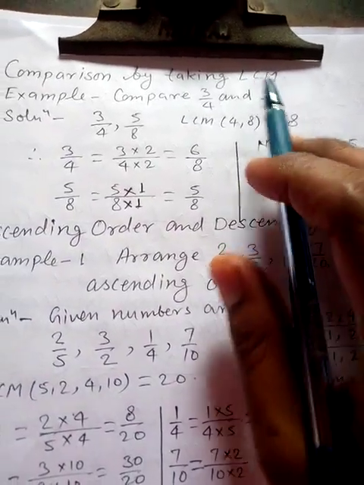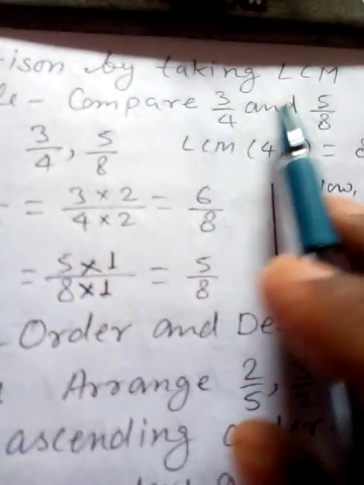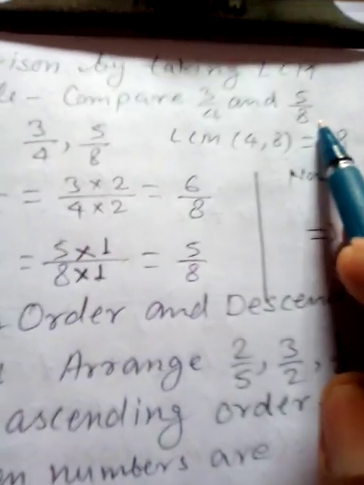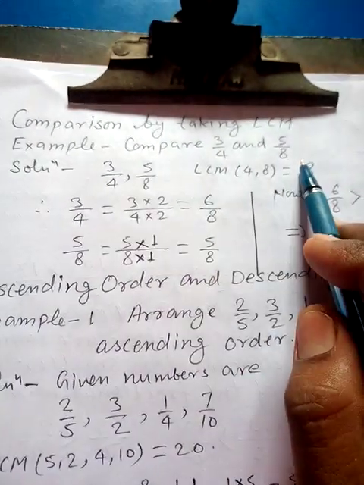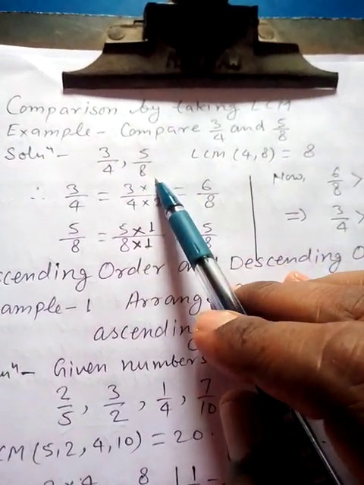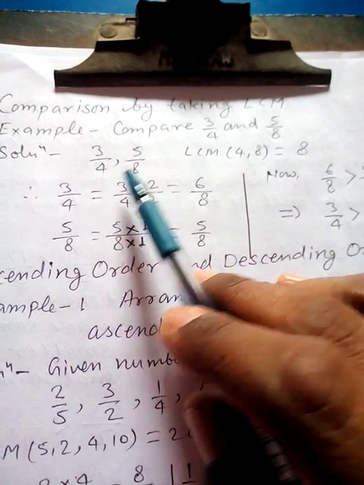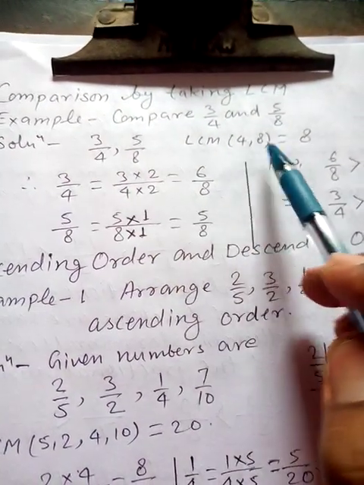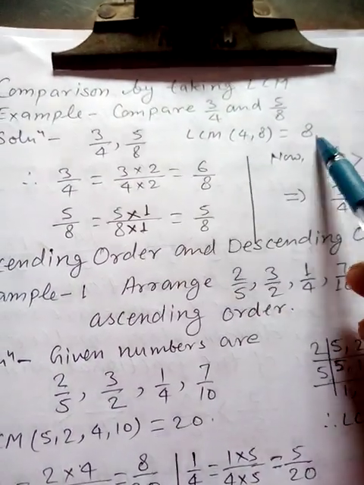Here is comparison by taking LCM. We have to compare 3 by 4 and 5 by 8 by taking LCM, so make the denominators the same. That is, 3 by 4 and 5 by 8 are the numbers. We have to find the LCM of the denominators, that is 4 and 8. The LCM of 4 and 8 is 8.